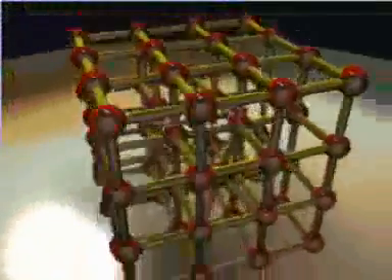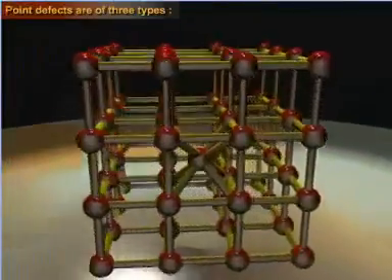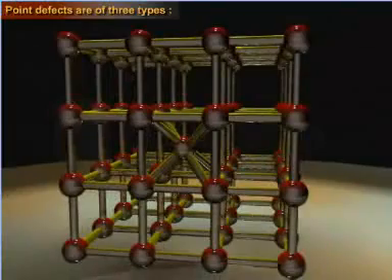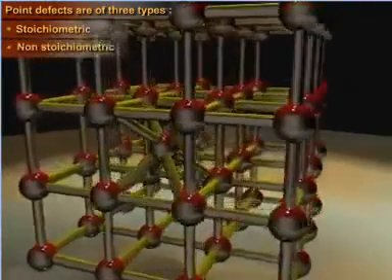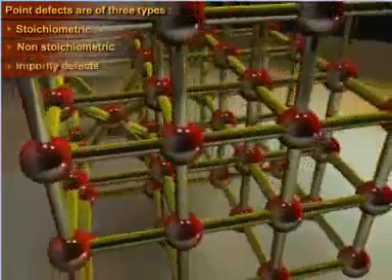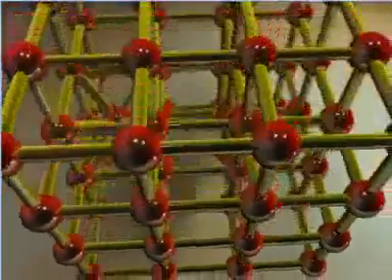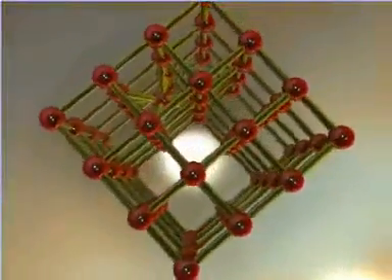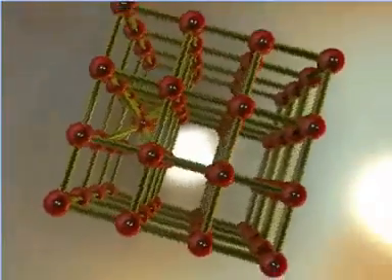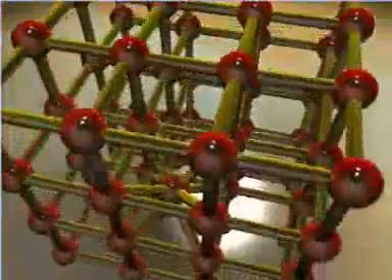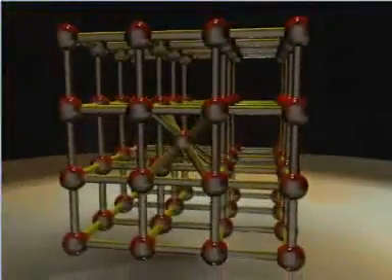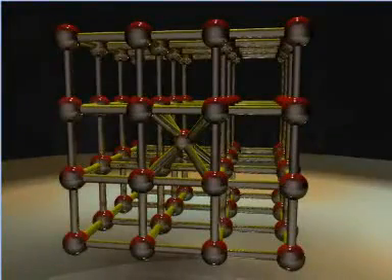In this module, we are going to explore the point defects, which are of three types: the stoichiometric, non-stoichiometric, and impurity defects. The stoichiometric defects are so called because they do not bring any change to the stoichiometry of the solid. These defects exist in the crystals of non-ionic as well as ionic solids.